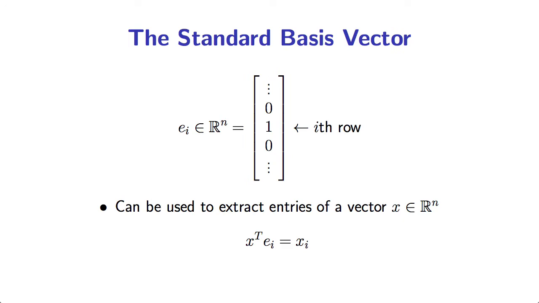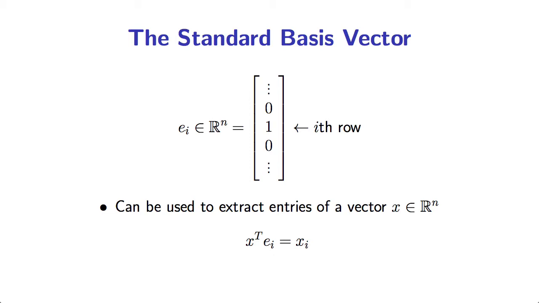One more special vector is the standard basis vector. This is denoted e sub i. It is a vector in R^n. Again, the size of this vector will usually be implicit in how we're using it. But this vector e_i has zeros in all of its elements, except the ith row has the element 1.